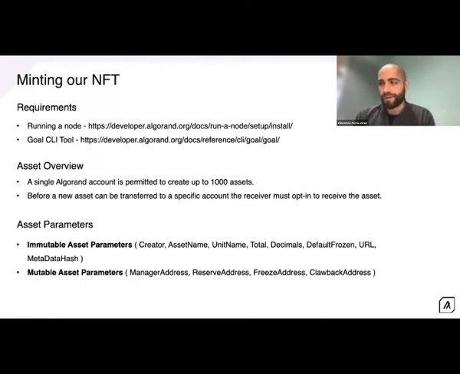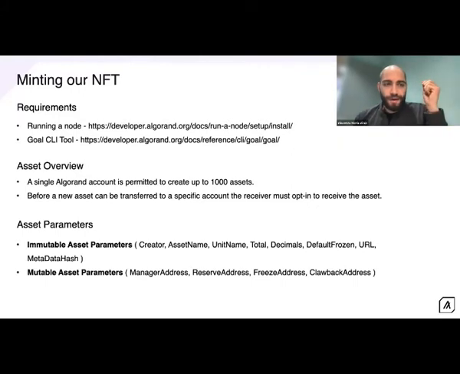There are a few requirements before we start. If you'd like to use your laptop, I suggest installing and running a node. There is documentation on how to install a node on your machine, which could be Mac or Linux. It's really simple, just follow the documentation. The other thing you will need is the Goal CLI tool. You could achieve the same result we are doing today with the Goal CLI using the Algorand SDK. At the moment, I think the official ones are Go, Python, JavaScript, and Java.